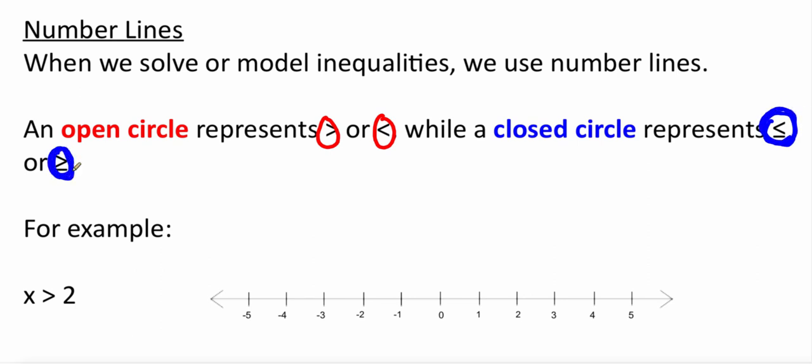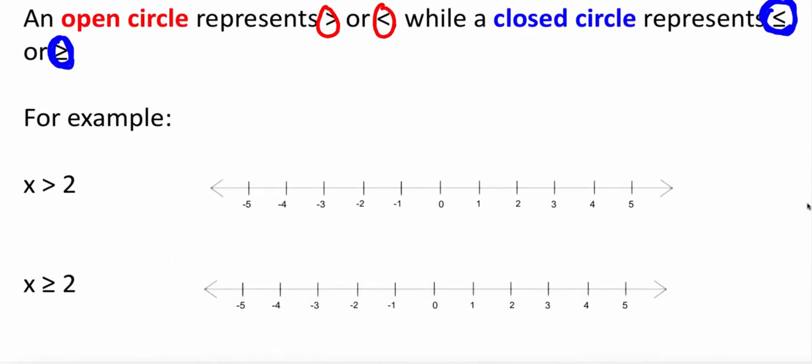So let's see what that looks like here. I'm going to have my first example, where we said x is greater than 2. So first we look at this symbol. This is the red, so it's an open circle. And it says it's greater than 2. So I'm going to take any number. Is 3 greater than 2? Yes, it is. So it's going to go this way.